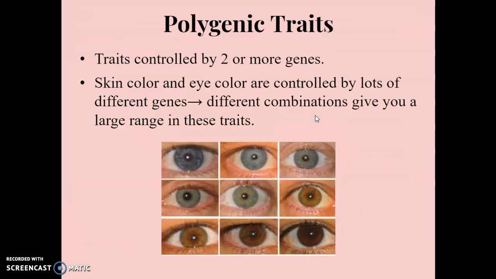The next thing we're going to look at is polygenic traits. Polygenic traits are traits that are controlled by 2 or more genes. And so there are more than just one area on your chromatids that's going to express the trait for that gene. And so 2 different examples for this are skin color and eye color. They're controlled by lots of different genes on different areas of your chromatids. And different combinations will give you a different range in these traits. And so you're going to end up with different eye colors based on the different genes that you have in those different areas of those chromatids.